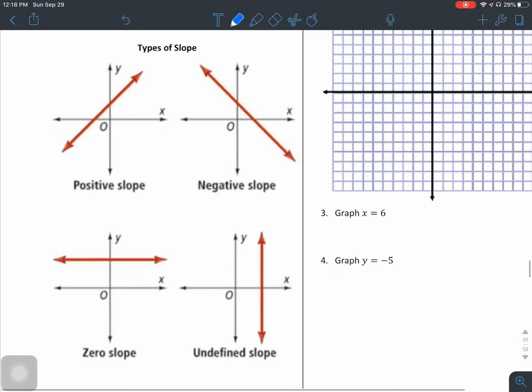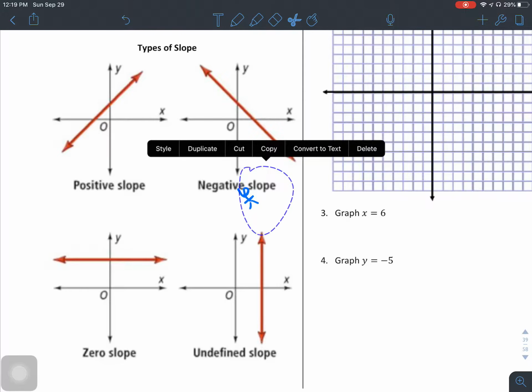Types of slope. Imagine that you're moving from left to right on this line. Notice you're going up. Since you're going up from left to right, it's a positive slope. If you're on this line and you're sliding down from left to right, it is negative because you're going down. A horizontal line has a slope of 0, and a vertical line has an undefined slope.